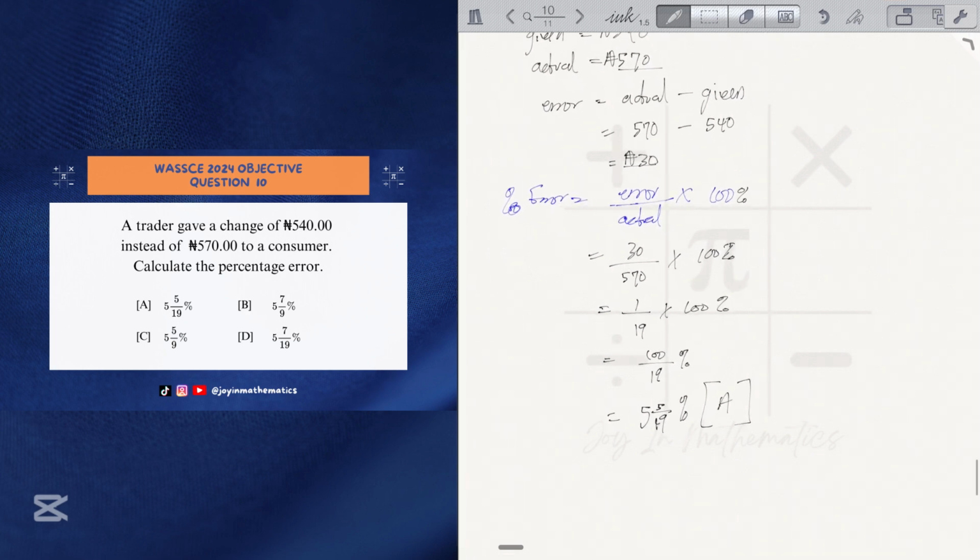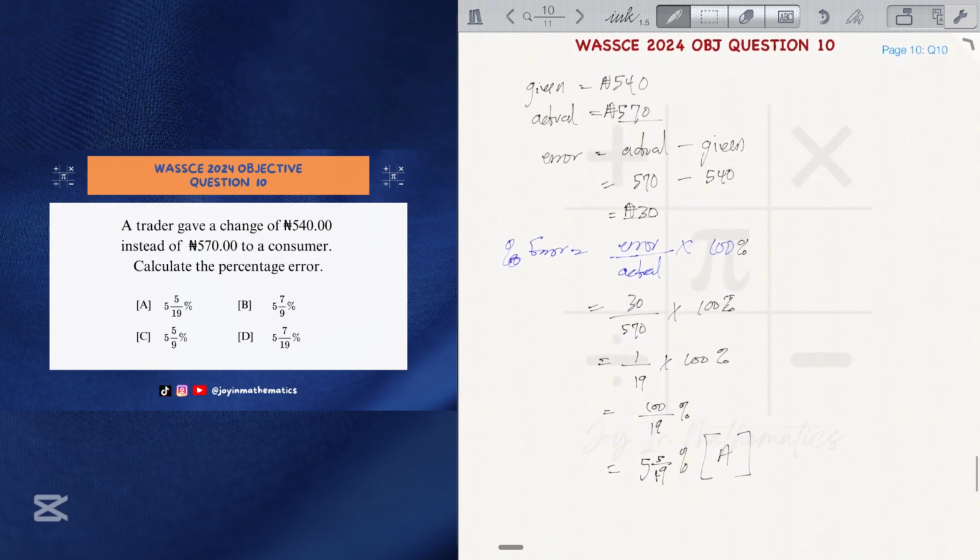So let's take a quick recap. We're given the change of 540 naira, and the actual change is meant to be 570 naira. So we evaluated the error to be actual minus the given, that's the original change minus the given change, to give us 30 naira. So we applied the formula of percentage error to be error divided by actual or original multiplied by 100%. And since our options are in fraction, we will have the answer to be 5 over 19%, which is equivalent to option A.